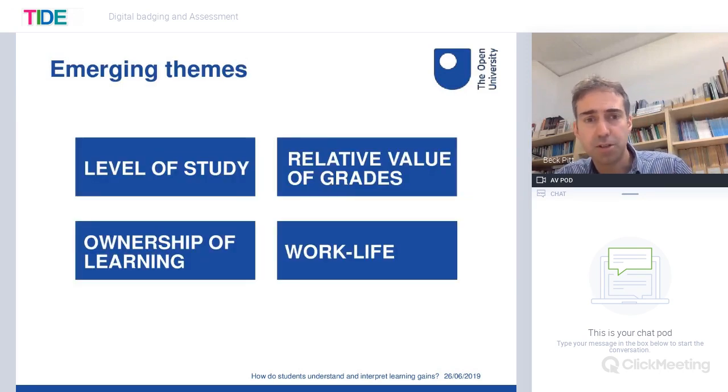Some of the emerging themes around this relate to having different views of the meaning of assessment depending on which level of study, so whether they're first years, second years or third years. Also, the relative value of grades changes as they move through their 3 years. And as this changes, there is also a sense of a change of ownership of the learning.